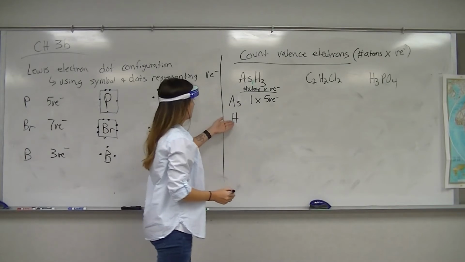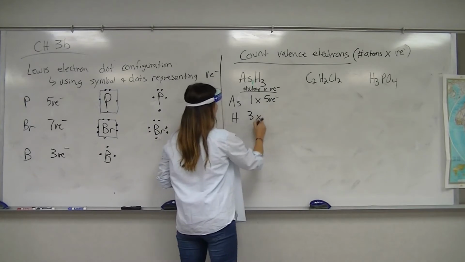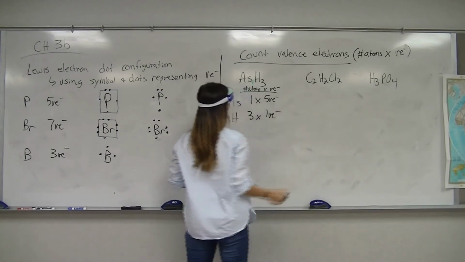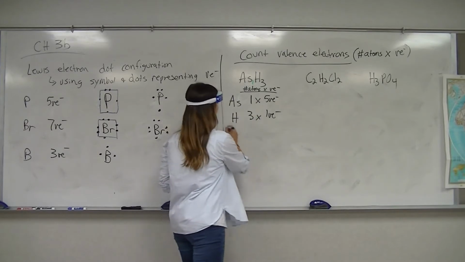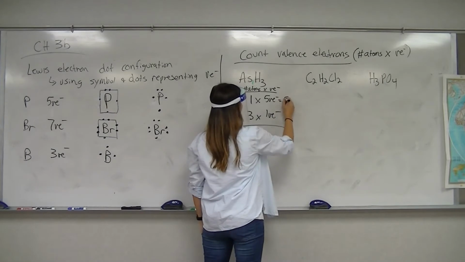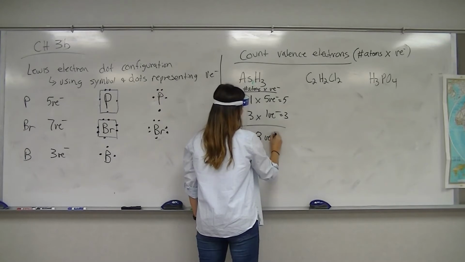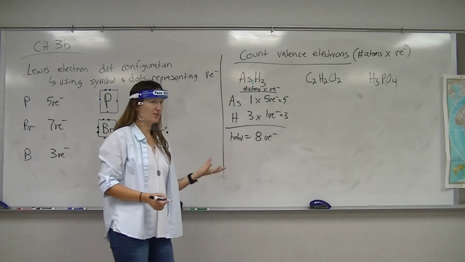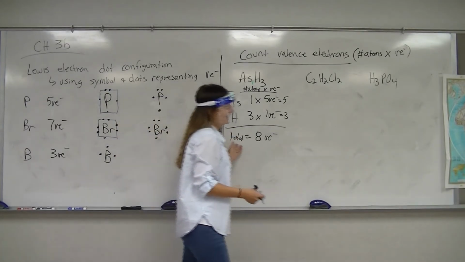We do the same for hydrogen. We use the subscript to figure out how many atoms. 3. And then the periodic table to figure out how many valence electrons. Just one. And then we need to add that. So the total, we multiply across and add. So we have 5 plus 3, for a total of 8. So we're going to use that number when we start drawing the structures. But before we get into more steps, let's practice this again.